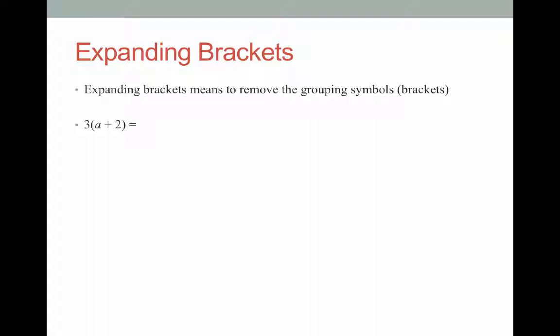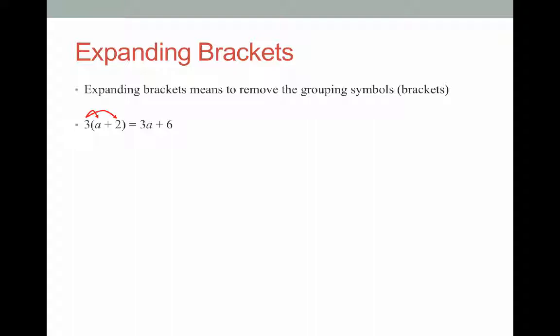It means to remove grouping symbols, or remove the brackets. In this case, we would have learnt from year 7 that we had to multiply the 3 by the a plus 2. That is, 3 lots of a and 3 lots of 2. The 3 lots of a gives us 3a, and 3 lots of 2 gives us 6. But what does that mean visually?